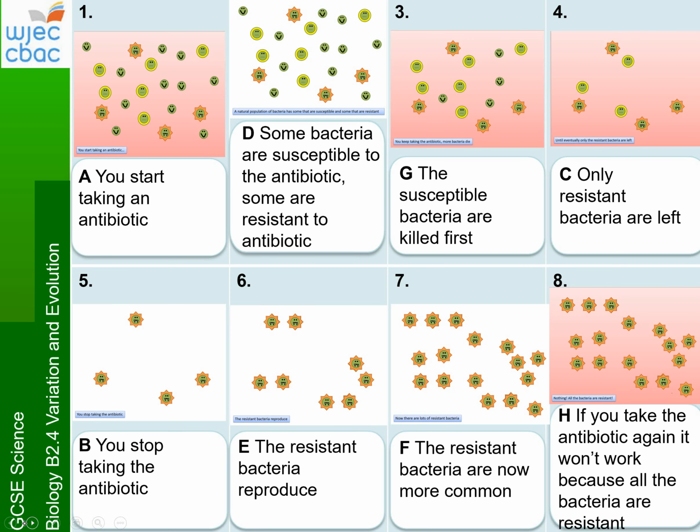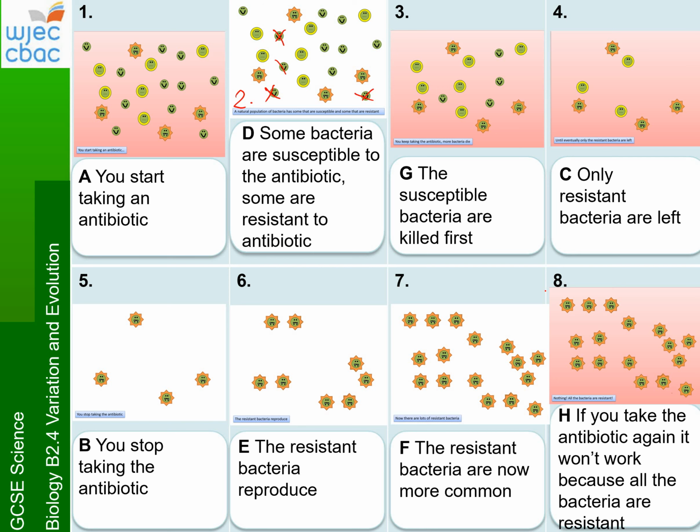So if you were following the drawings, you may have used these images to help you, or you may have done a simpler version of it. So A, you start taking the antibiotic. This is number 1. Number 2 here, some bacteria are susceptible to the antibiotic and some are resistant, so we've got variety. Our susceptible ones, we can see that this one's disappeared, for example, and this one has disappeared, and this one over here.